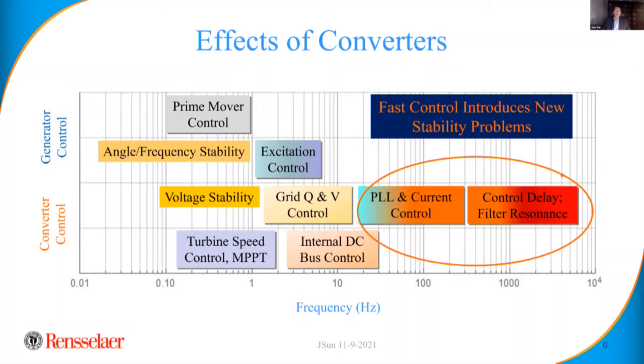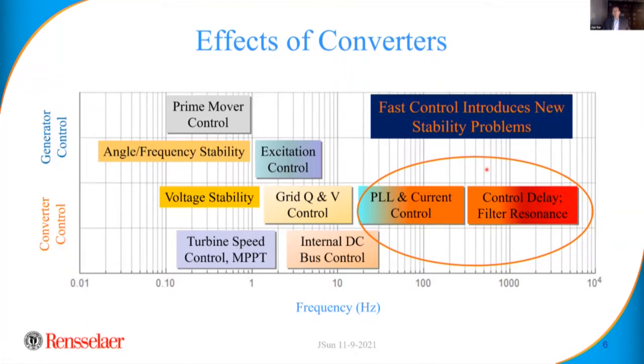I just want to emphasize that the converters do not necessarily cause problems in this frequency range. I think that often is a misconception: fast control will lead to instability. Not necessarily, depending on how you design it. Certainly, it creates a potential. Anytime you have feedback, you have the potential for instability. And this is the new challenge in terms of system stability.